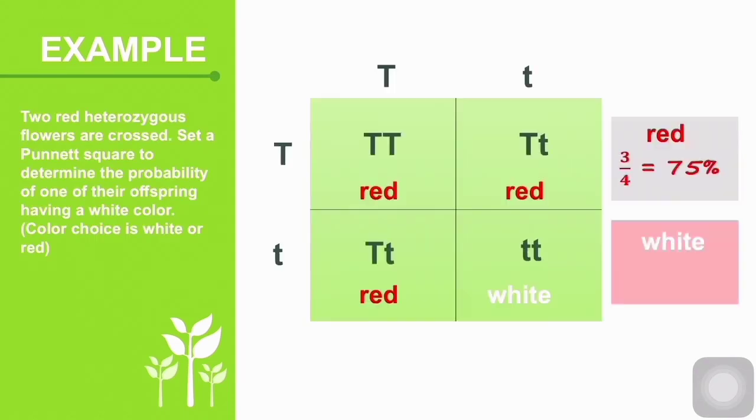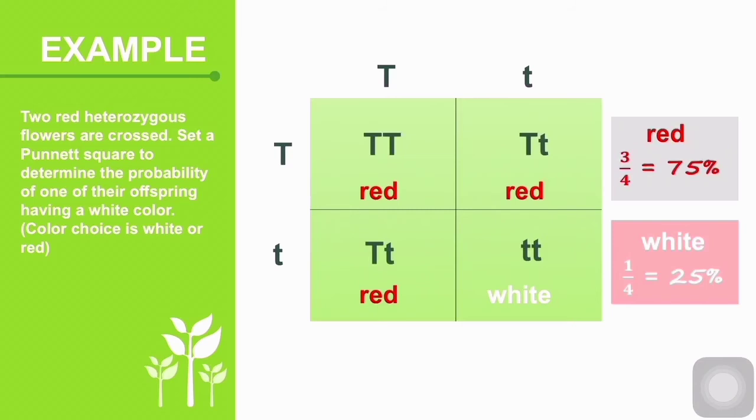Example: two red heterozygous flowers are crossed. Set up a Punnett square to determine the probability of one of their offspring having a white color. The color choice is white or red. So, this is the Punnett square.